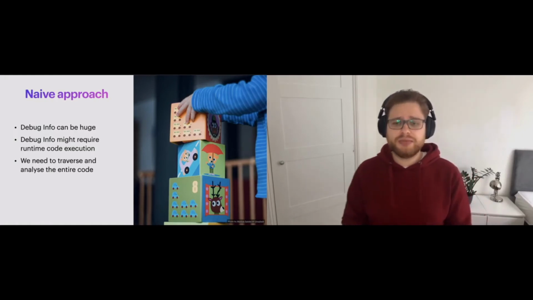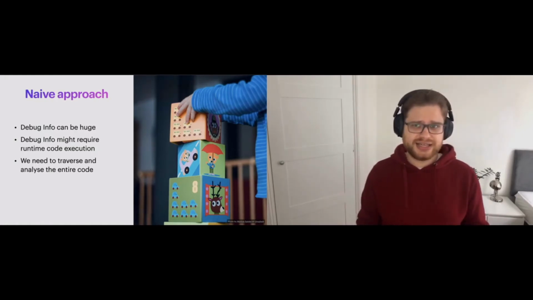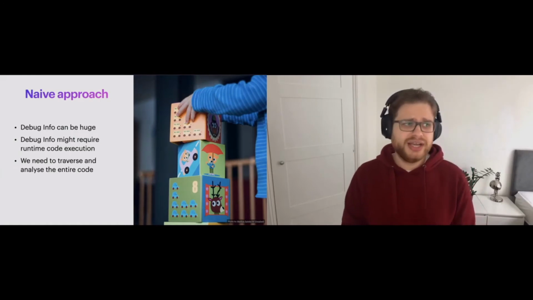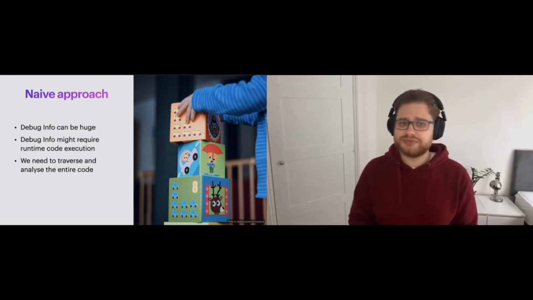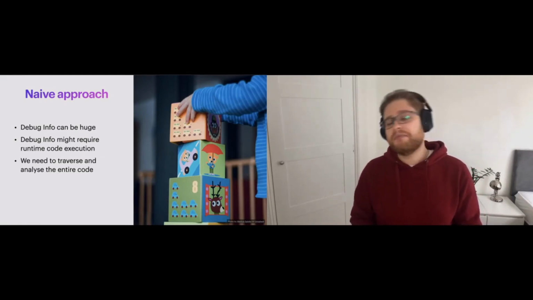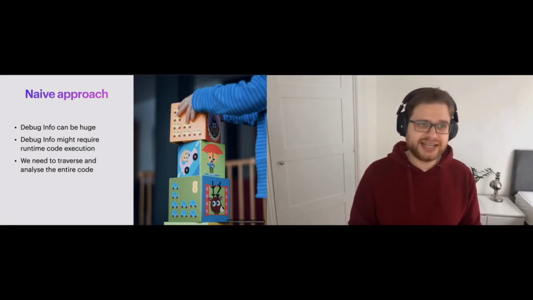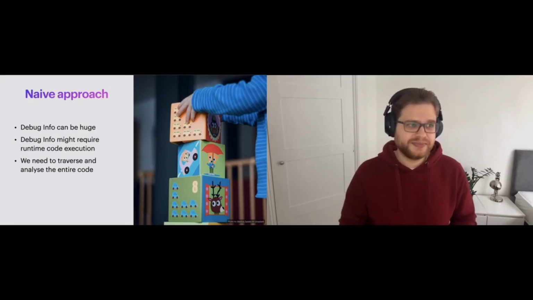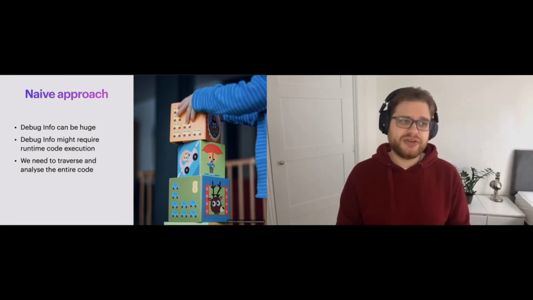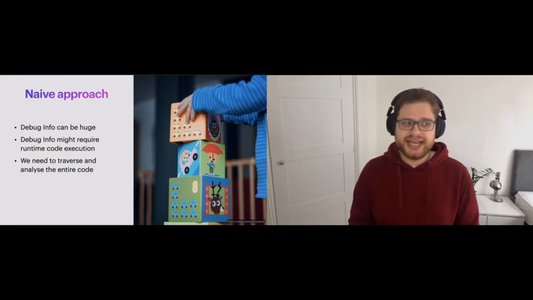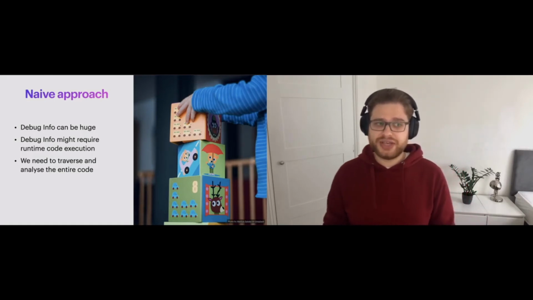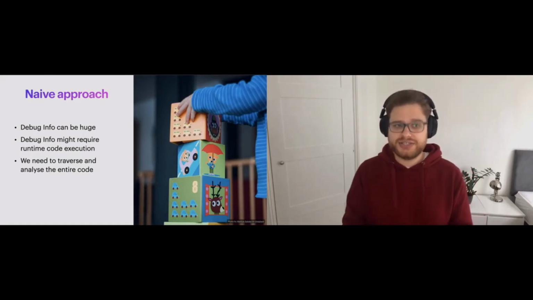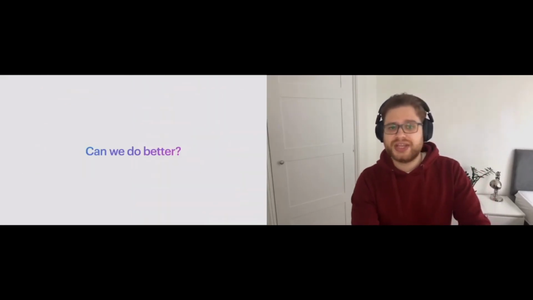There's a secondary problem with debug info: I think since OTP 20 or 21, it might require runtime code execution to figure it out. This was introduced for Elixir specifically and is very useful there, but it's problematic if you want to access this data from outside of the Beam. And as I said, we need to traverse and analyze the entire code, and this might mean traversing large data structures that we get from debug info, which again is slow. So can we do better?